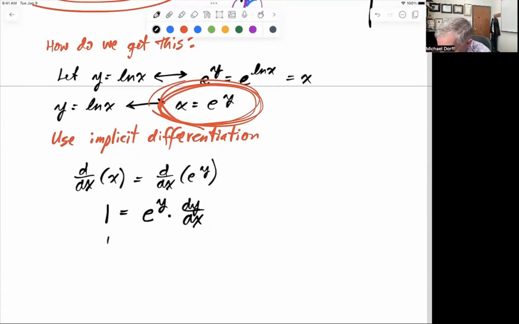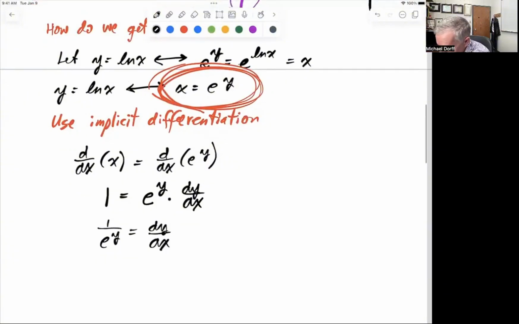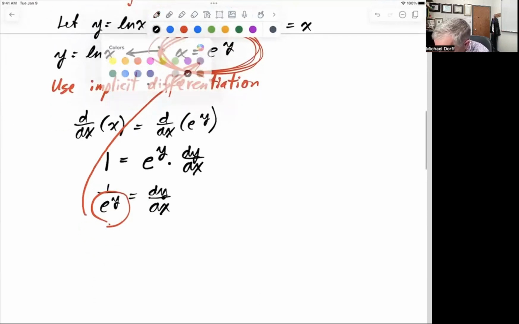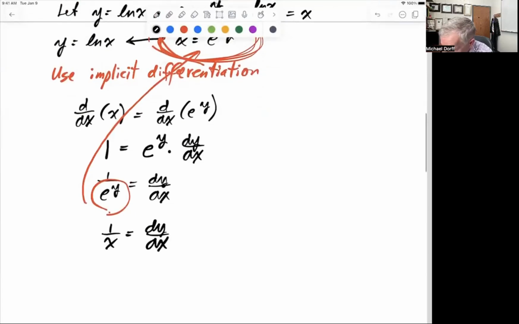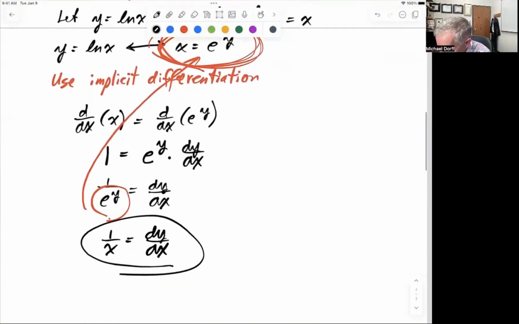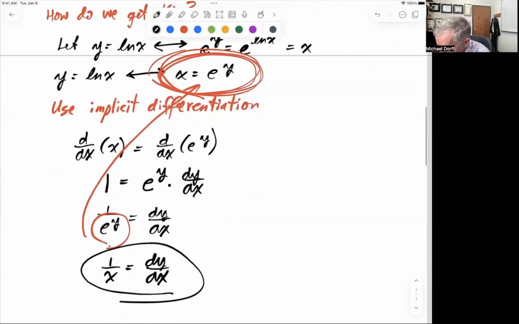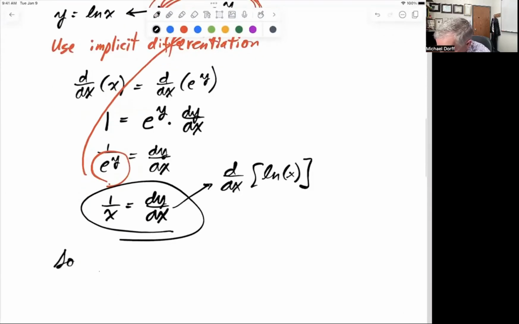So then I need to solve for dy dx. So I bring the e to the y over to the other side. So I get 1 over e to the y equals dy dx. And what is e to the y? Well, right here, we go back up to that red box and we see that e to the y is x. So when we substitute that in, we get 1 over x equals dy dx, which is what we have in this box here. Because dy dx is the derivative, this is the same thing as the derivative of the natural log of x. So we get that the derivative of the natural log of x equals 1 over x.